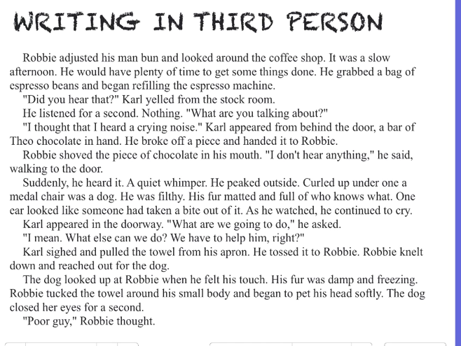Carl sighed and pulled the towel from his apron. He tossed it to Robbie. Robbie knelt down and reached out for the dog. The dog looked up at Robbie when he felt his touch. His fur was damp and freezing. Robbie tucked the towel around the small body and began to pet his head softly. The dog closed his eyes for a second. Poor guy, Robbie thought.